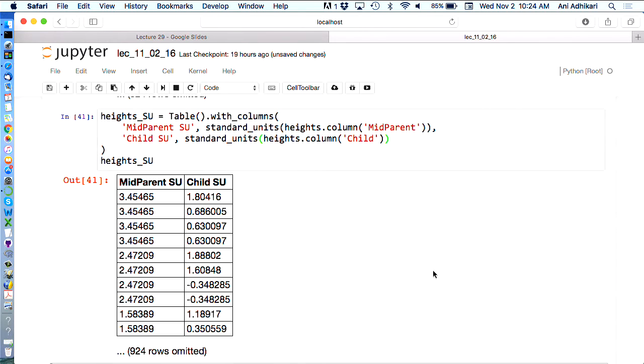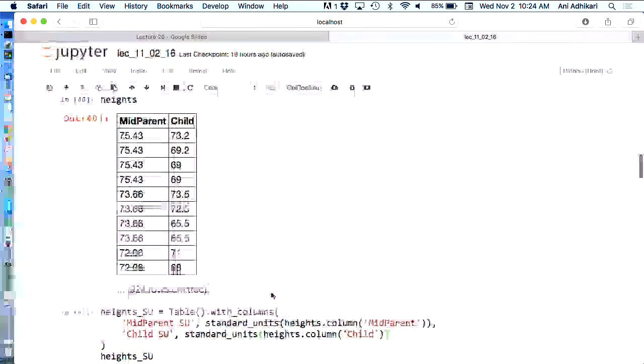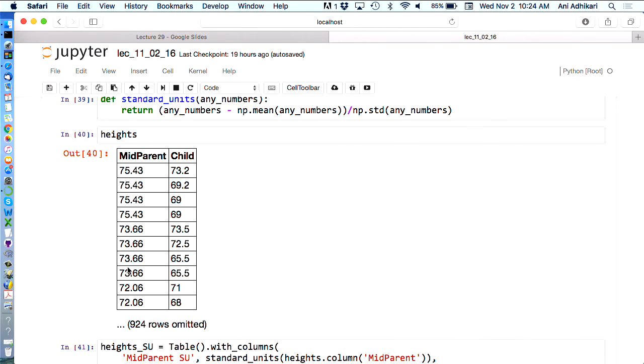And so what we're going to do is, given a mid-parent height in standard units, we are going to predict a child's height in standard units. So what did we do here? Supposing somebody gave me 72.06 as the mid-parent height, what would our program have done? It would try to identify which points?